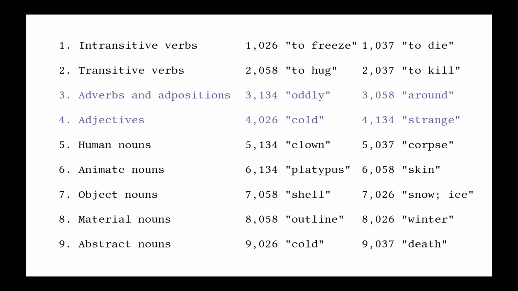Next, 3 marks adverbs, adpositions, and anything else that doesn't quite fit into another lexical category, while 4 is used for adjectives. Prefixes 5 through 9 are all noun classes. 5 is used for humans, 6 for animals and body parts, and 7 for inanimate objects. 8 is a bit harder to define, but generally includes locations, materials, and mass nouns. Finally, 9 is used for abstract nouns. Since 0 isn't a prefix, no word starts with a digit that could be dropped.